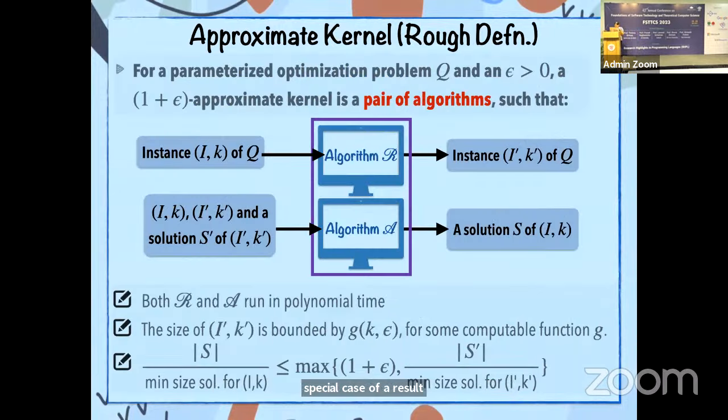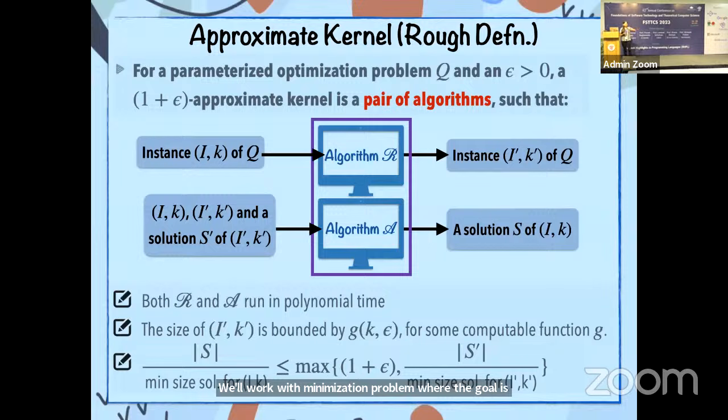I said the term approximate kernel, so I should define it because I haven't. I'll not bore you with the formal details of the exact definition, but at least I'll give you the gist of what an approximate kernel is. So please don't take it as a formal definition. This has some minor issues. We'll work with minimization problems where the goal is to minimize a certain thing.